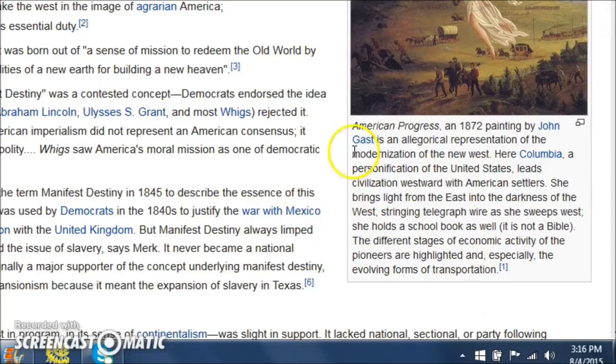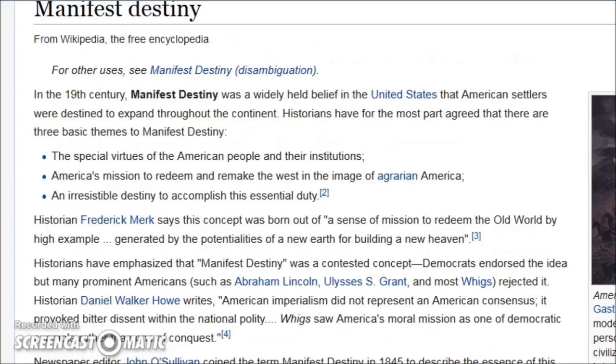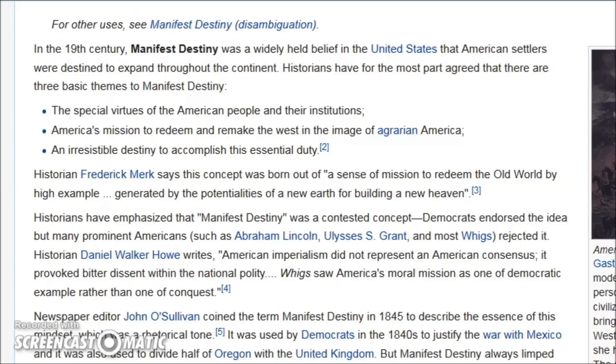And then finally, Manifest Destiny, Wikipedia, 19th century. This painting came out, as I said, 1 year after the Organic Act of 1871 by the Treasonous Congress that created the Corporation of the United States, of which President Obama is head of the corporation, that takes all our tax money and runs the show. It was a widely held belief in the United States that American settlers were destined to expand throughout the continent. Widely held belief. Not by the African-American slaves, I'm sure it wasn't.